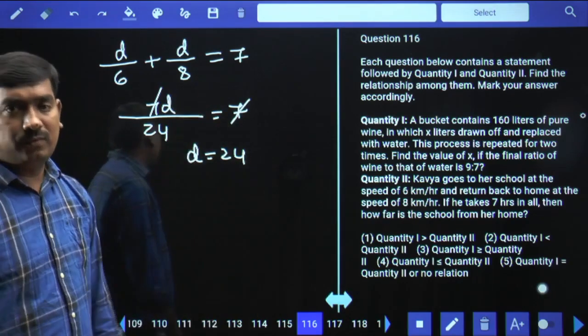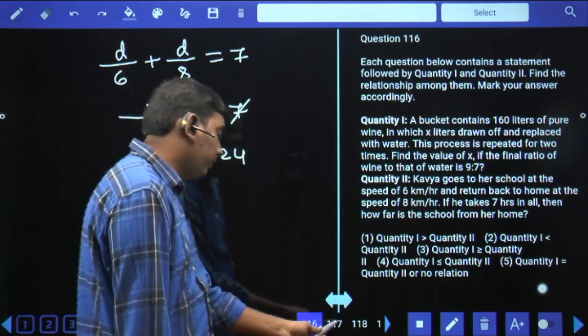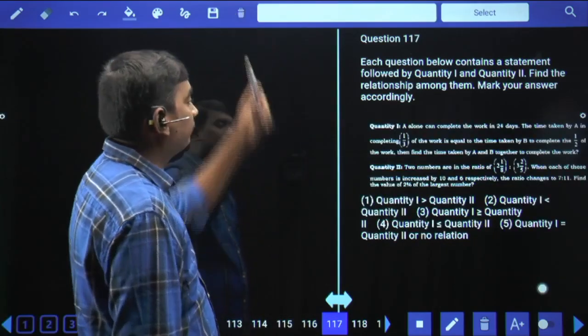Quantity 1 is 40, quantity 2 is 24. 1 is greater than 2.